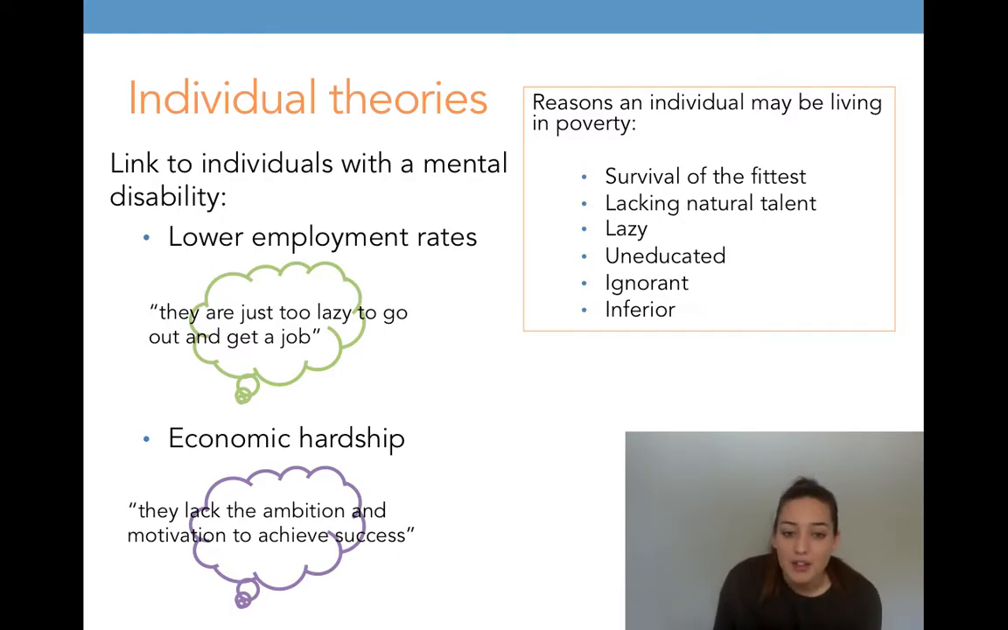This idea of survival of the fittest, where only the fittest can go out and be economically successful, whilst the weakest, in this case people with a disability, are left in poverty. It's the idea that there are plenty of jobs available, and the only reason that mentally disabled individuals are unemployed is either because they are too lazy to go out and get a job, or they lack the ambition and motivation to achieve success. This individualistic approach to explaining poverty ignores discrimination and other socio-economic factors that could act as barriers to success for this population group, and that's where the structural explanation of poverty comes into play.